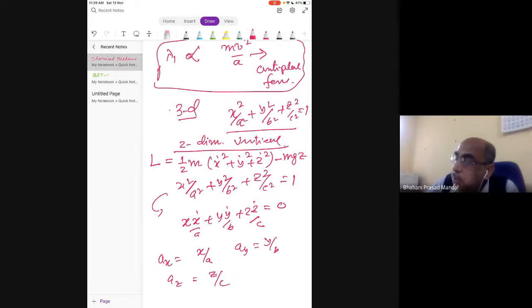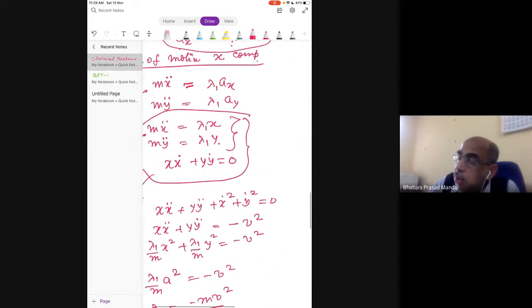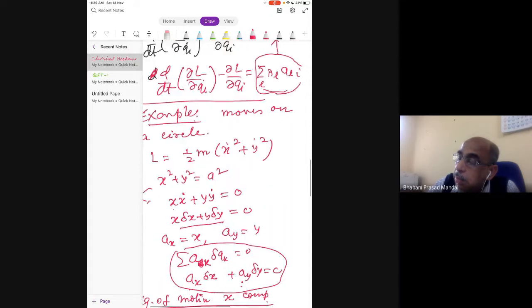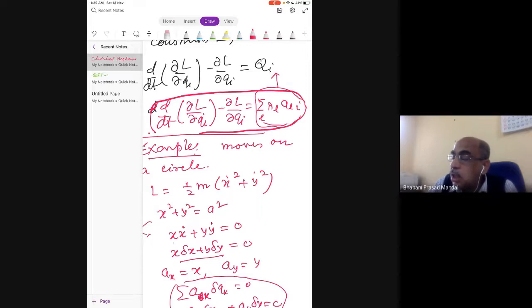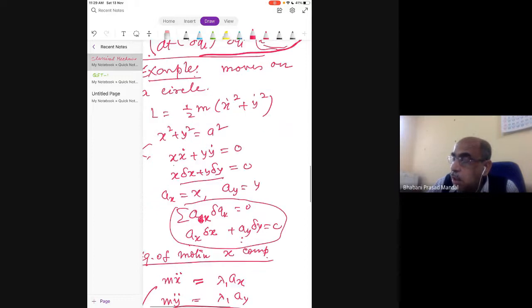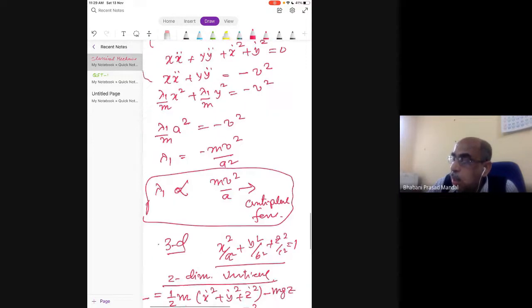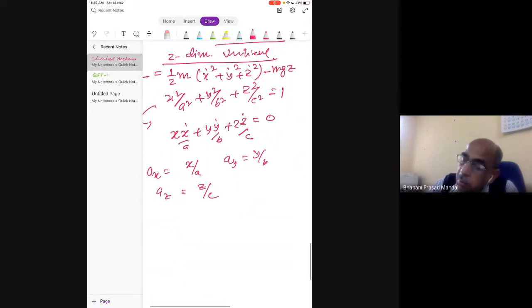And then you can substitute back into these equations, and you will get the 3 equations x, y, z. The only thing is that there will be one lambda. You can understand there will be one lambda.